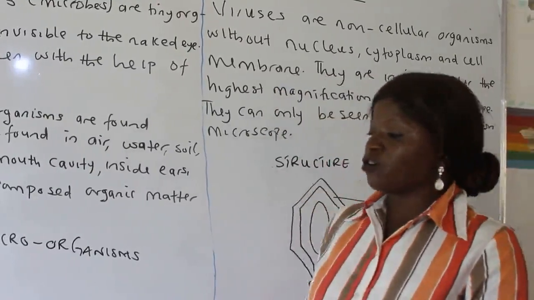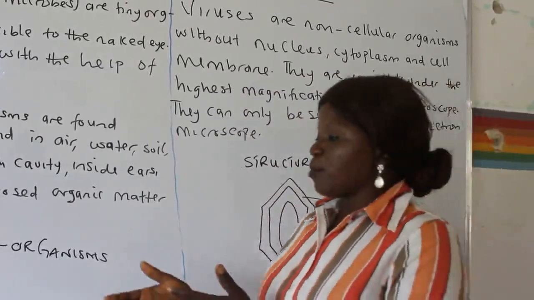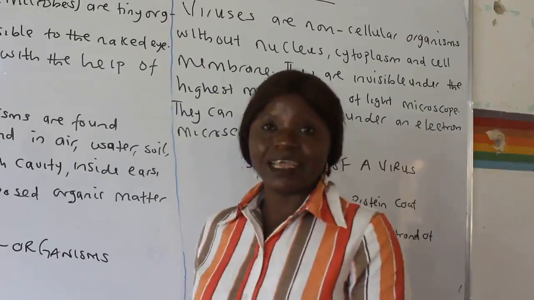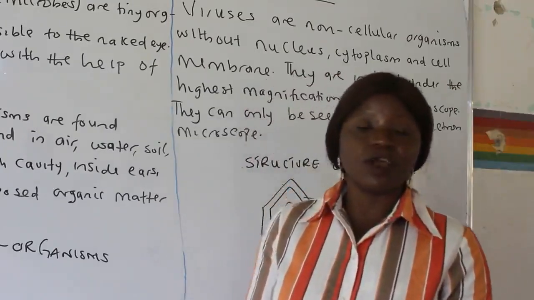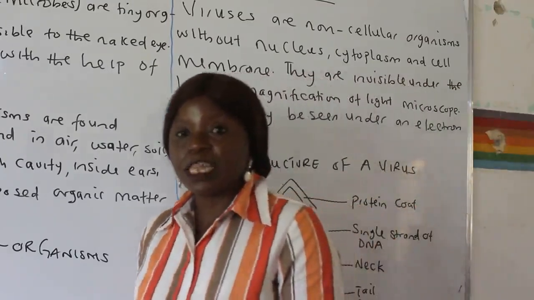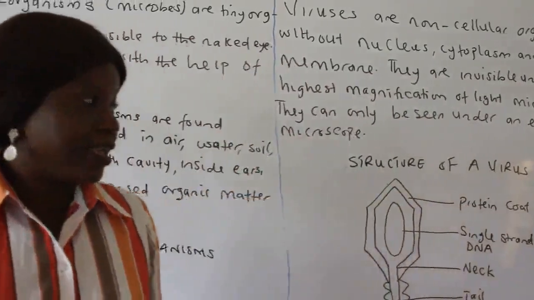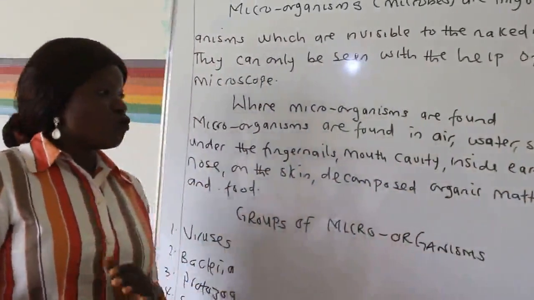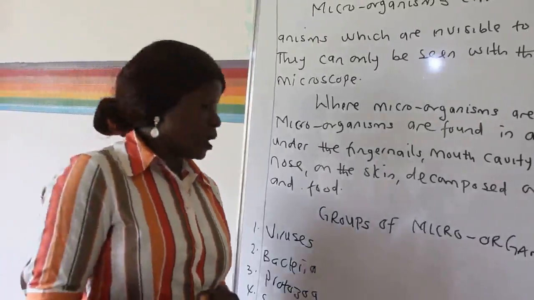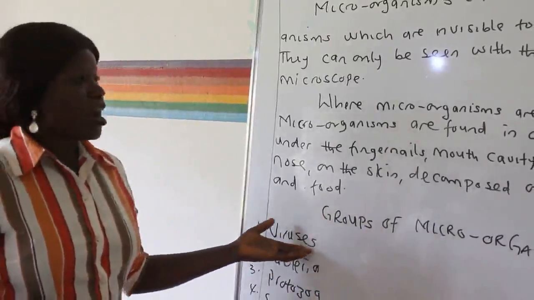Then we also have some algae. The same thing that happens to the fungi happens to the algae. It's not all algae that are micro in nature. Some algae are visible with the naked eye. Then we'll pick these groups one after the other to discuss them. The first group there is viruses.